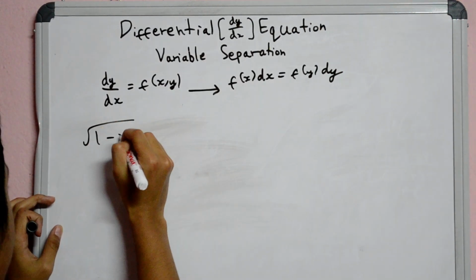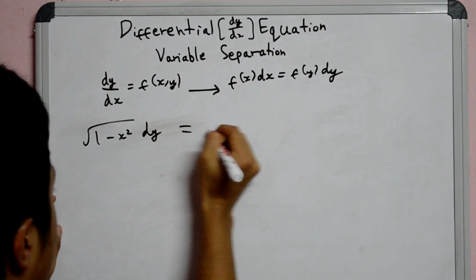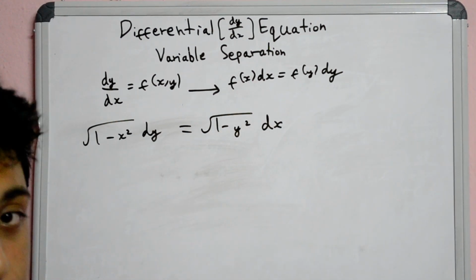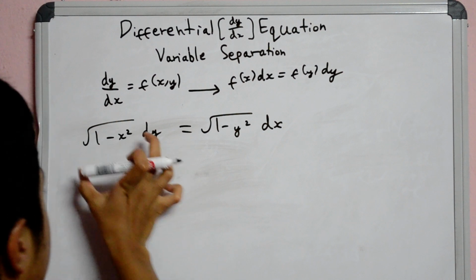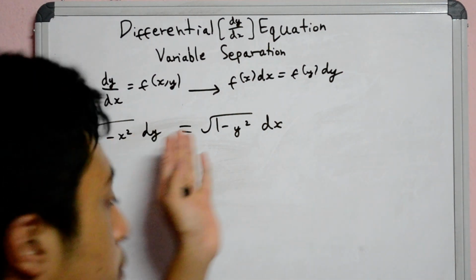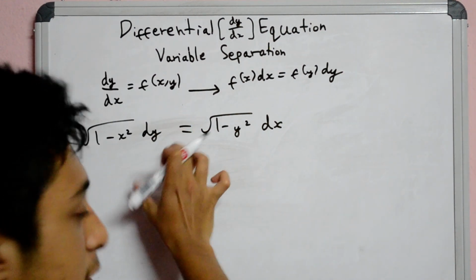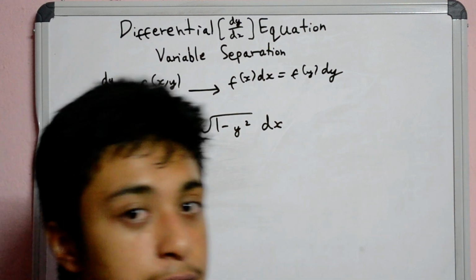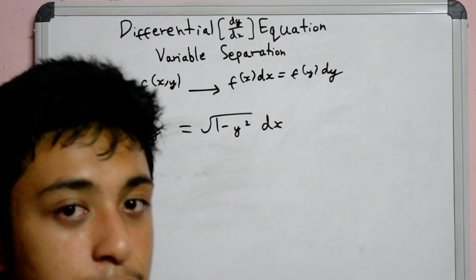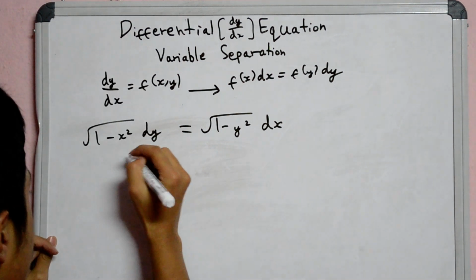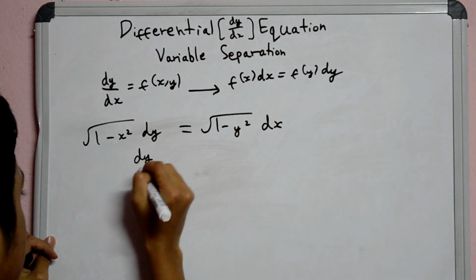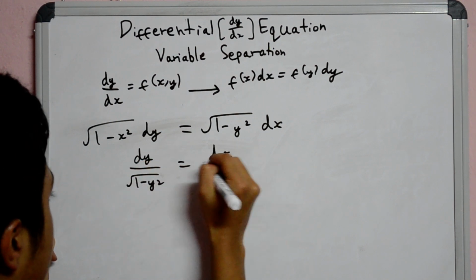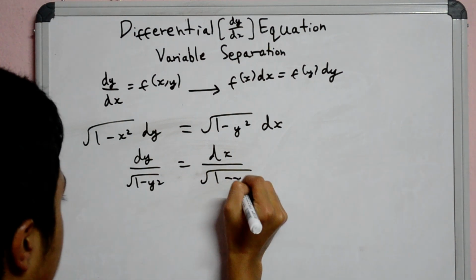Root 1 minus x square dy equals to root 1 minus y square dx. Now we have to put the x terms with dx and the y terms with dy. Now always make sure that dx and dy are always at the numerator, because that is the only way we can integrate something. So this becomes dy by root 1 minus y square equals to dx by root 1 minus x square.